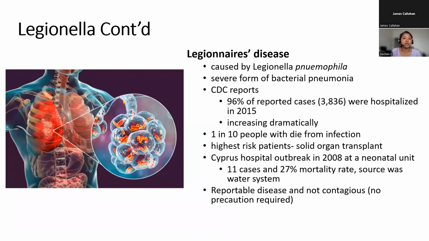So there are many Legionella species, but the most concerning species is Legionella pneumophila that causes Legionnaire's disease, which is a severe form of bacterial pneumonia. CDC reports that 96% of reported cases were hospitalized in 2015. Unfortunately, this disease is also dramatically increasing, and approximately 1 in 10 individuals with Legionnaire's disease will die from the infection. It is also reported that solid organ transplant recipients appear to be at the highest risk for Legionnaire's disease. Other risk factors also include corticosteroid usage and renal failure.